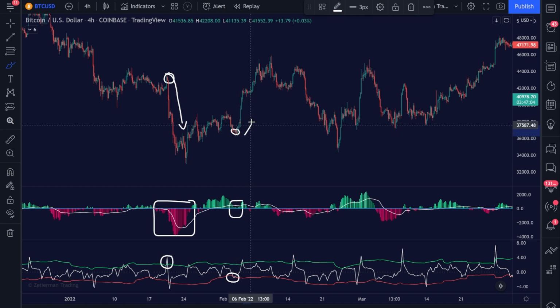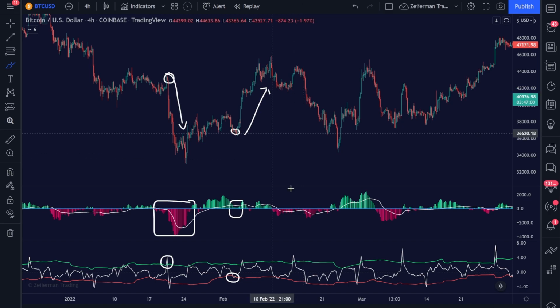And guys, this is the 4-hour chart. This is huge profit we are talking about in this case. And look, and up it goes, and a really nice run. And let's take another example.